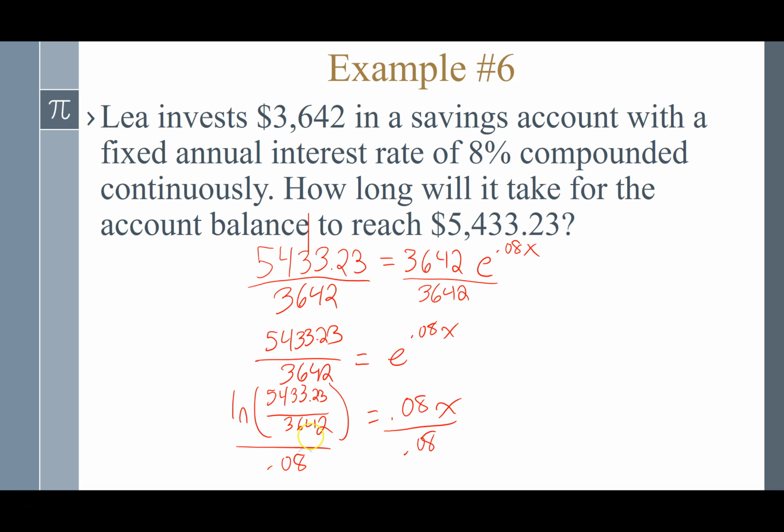So now, at this point that we have everything done, we type it into our calculator the way it appears. Make sure you close off your parentheses for that fraction, otherwise you'll accidentally divide 0.08 inside the logarithm instead of on the outside. So it's natural log, should just be the button on the left-hand side. 5,433.23 divided by 3,642. Be sure to close off that parentheses and then divide by 0.08. You're getting 5.00000, a whole bunch of zeros, which is just 5 years then.